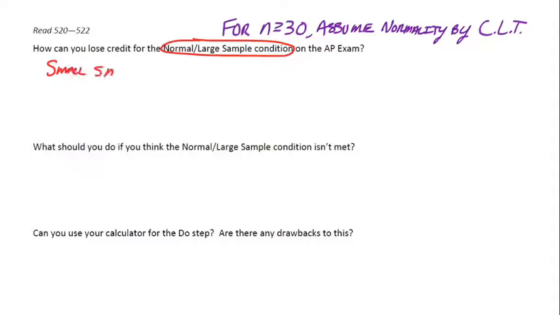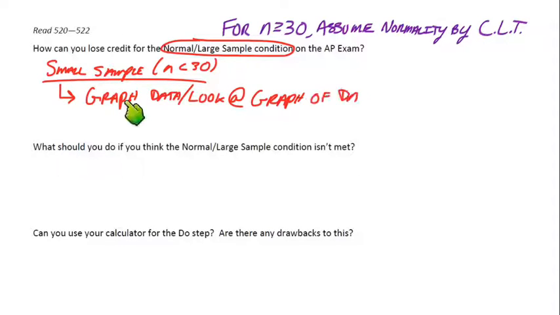Okay, but what if it's a small sample size, meaning less than 30? So the central limit theorem doesn't apply at that point. Well, there's two things we can do. If they give us the data, we can graph it ourselves, or sometimes they'll just give us a graph of the data to look at. So we can either graph the data or look at a graph of the data, because if it's a small sample size, it's really not that difficult to graph.